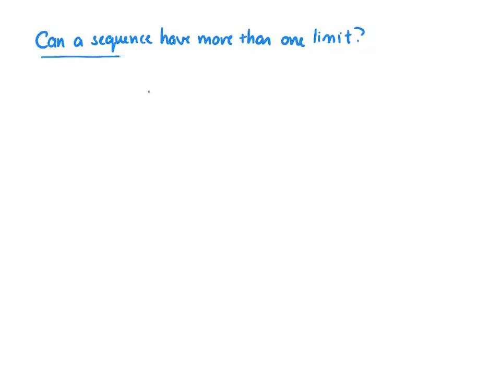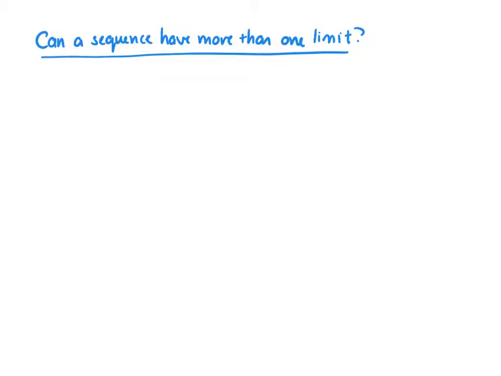So the first question for us is going to be this. Can a sequence have more than one limit? This is not precluded by the definition of convergence. Convergence just says that there is a limit that you can get close to, but it doesn't say there can't be more than one. So this is the idea that we're going to explore right here.